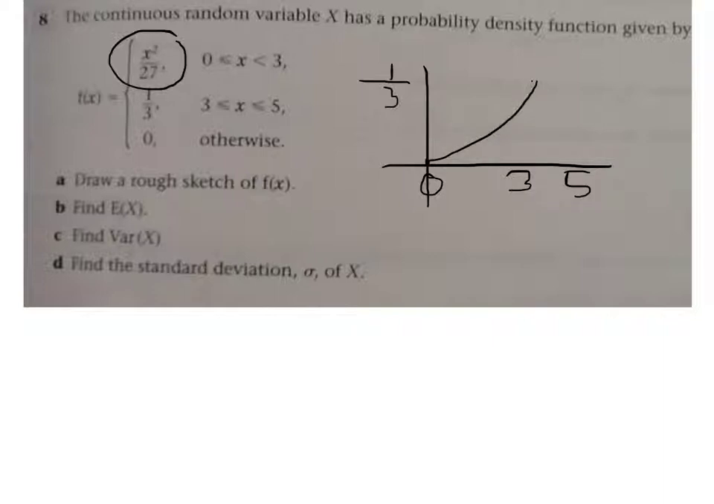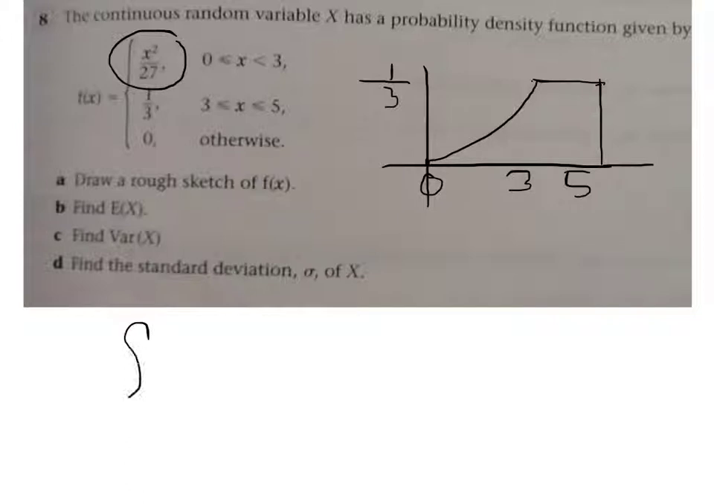Now, between 3 and 5, it just equals 1/3. So it's going to be a flat line, and that, we can draw a straight line down, is a good sketch. So we now have to find the mean. Now, because we're split into two functions, we have to do this as follows.